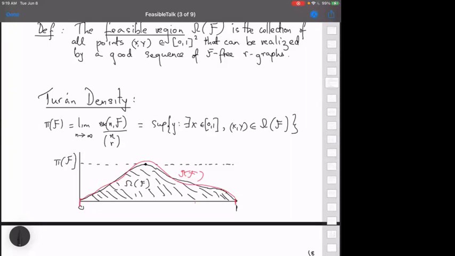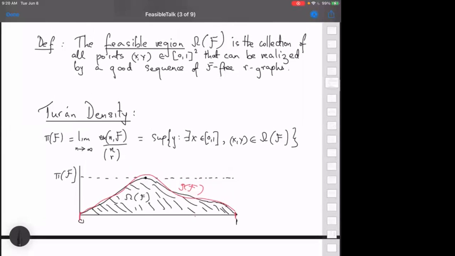So the Turan density is the proportion of the edges. And another way to write that in terms of this language is that it's the supremum of the y coordinates over all x coordinates, right? It's just asking what's the maximum number of edges you can have? Well, the maximum proportion of edges you can have. So the Turan density is contained in the feasible region. So in other words, the hypergraph Turan problem is a very special case of the feasible region. It's just asking what's the supremum of this feasible region.